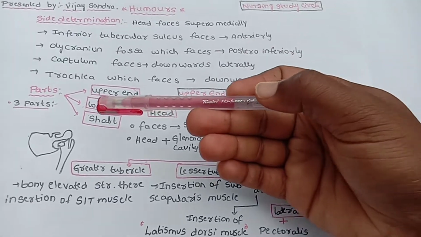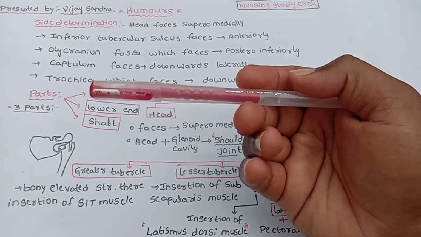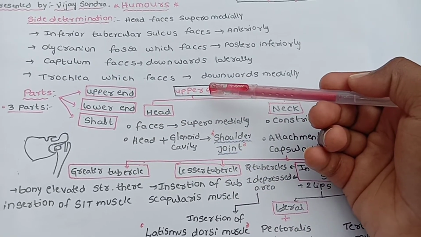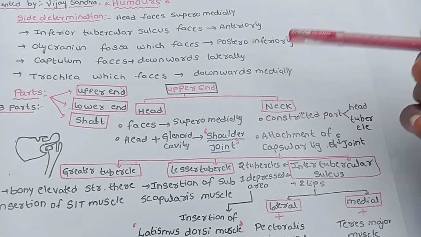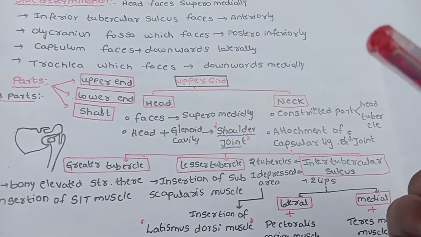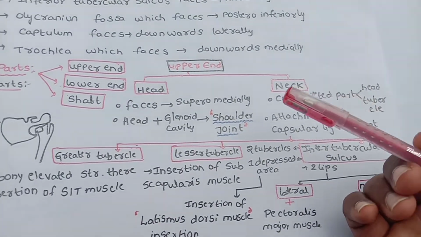The parts of the humerus. There are three parts: the upper end, the lower end, and the shaft. The upper end has the head and neck, and not only the head and neck, there is also a greater tubercle, a lesser tubercle, and the intertubercular sulcus.